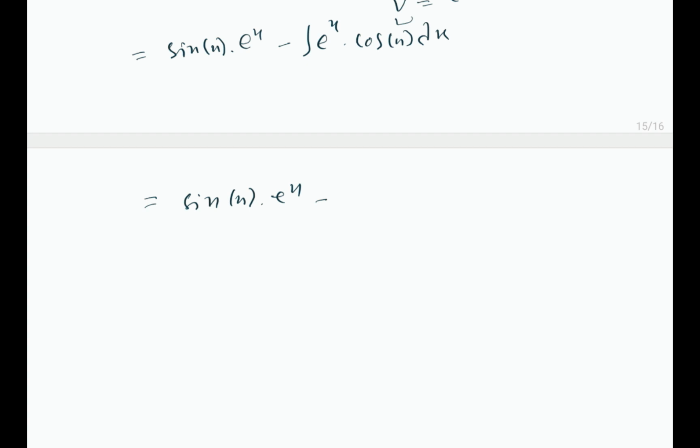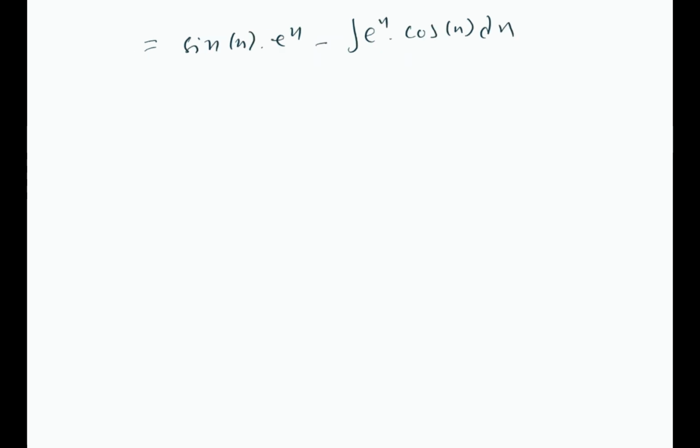So for this part, we have a trigonometric function and an exponential function, so I can work on this part separately. Let me write it again here: the integral of e to the power x cos of x dx. So only for this part, we can write u is equal to cos of x.